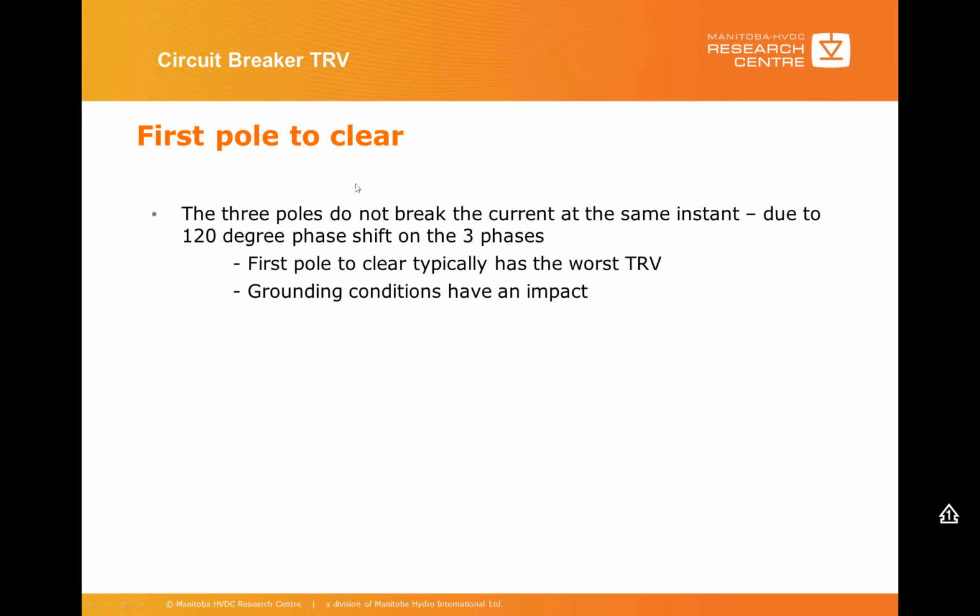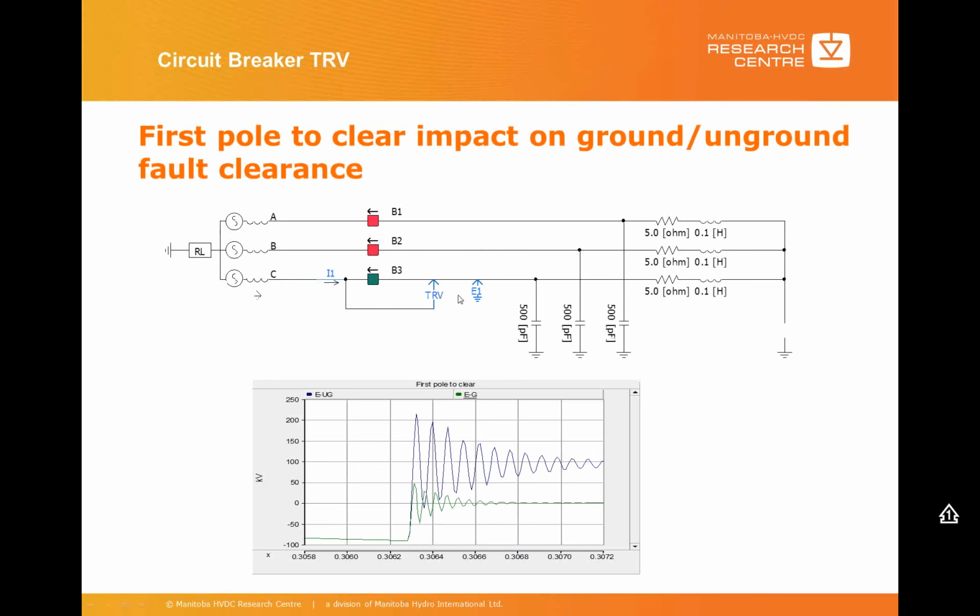Another important point is the first-pole-to-clear factor in TRV simulations. In other words, the first pole to clear typically has the worst TRV. You know that the poles open at three different times, depending on where the actual current zero happens. So this is a simple example to demonstrate the impact on the first pole to clear, depending on the system grounding condition.